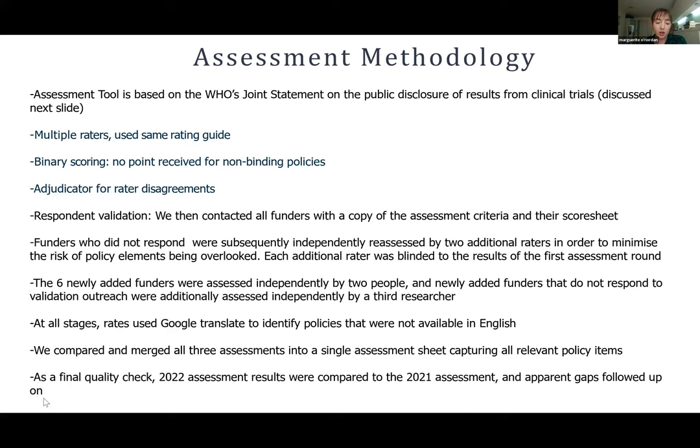After this, in November, I contacted all the funders with a copy of the assessment criteria, as well as their score sheet. Approximately 1 to 2 weeks after the initial email, we sent a follow-up. After that, any funder that had been assessed for the first time but didn't respond to the emails we sent in the outreach was reassessed independently by another team member. This was to ensure that no salient policy elements were overlooked. And finally, I compared and merged all assessments into a single consolidated assessment sheet for each funder. And to add that extra bit of protection as a final quality check, we reviewed the previous year's assessments of European funders, ensuring we had captured all items.